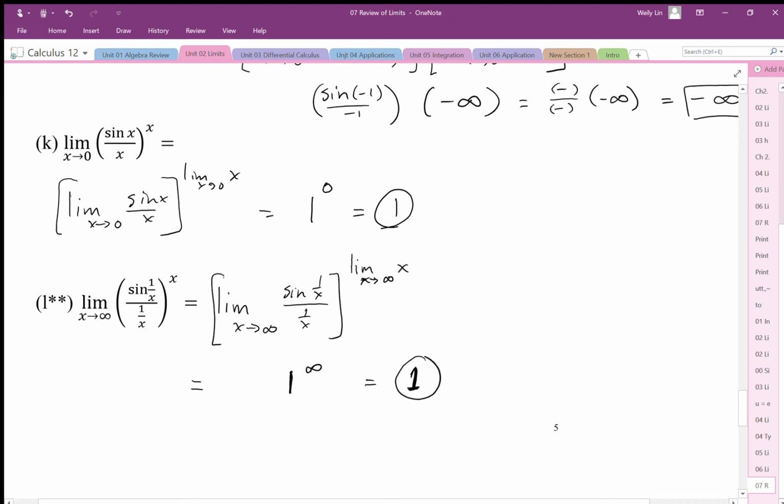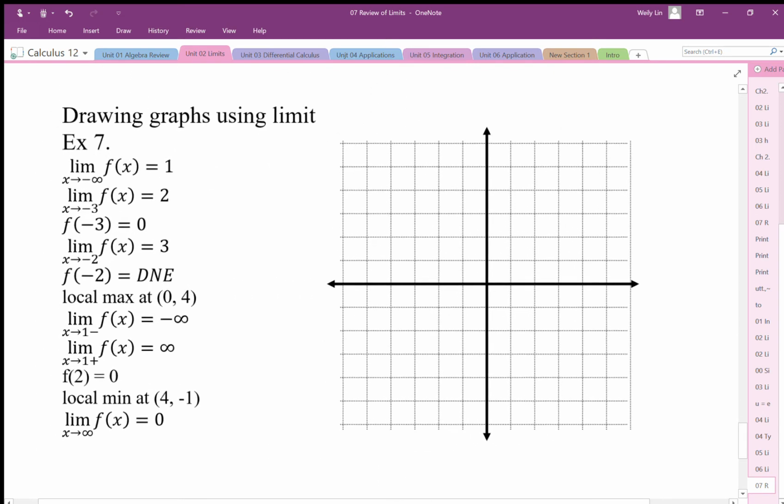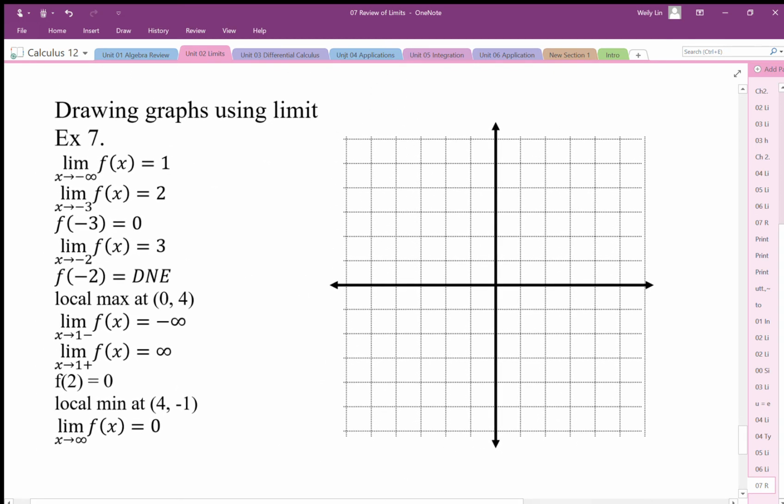Okay, we probably want to check this though, because this is some pretty tricky stuff. So we probably want to check what this graph looks like afterwards. Okay, so let's just do this last one. So we can use limits to help us draw graphs as well. So these different limit statements tell us something about the graph.